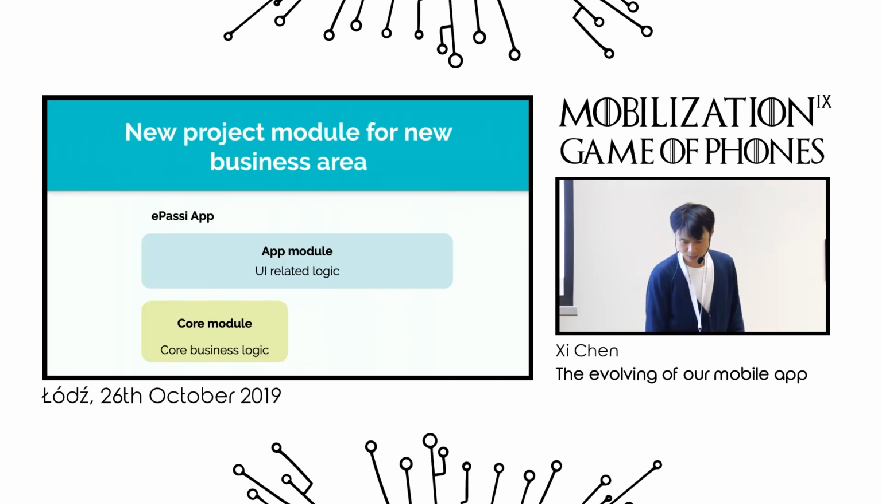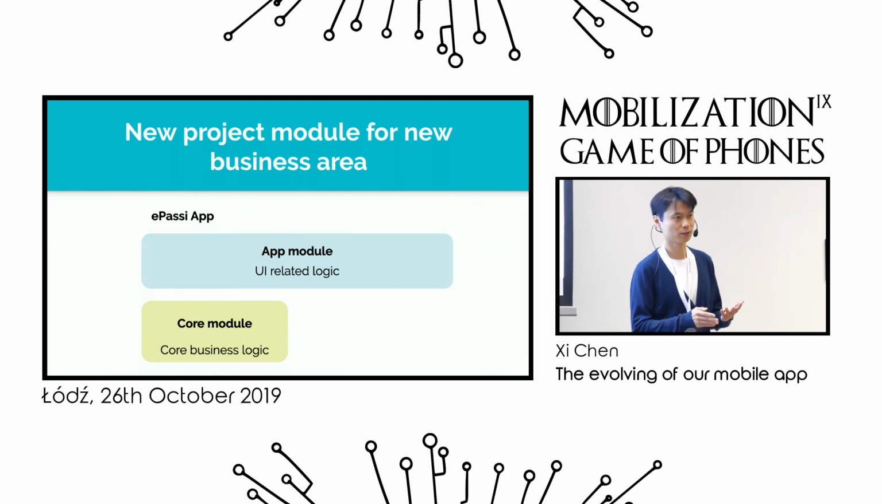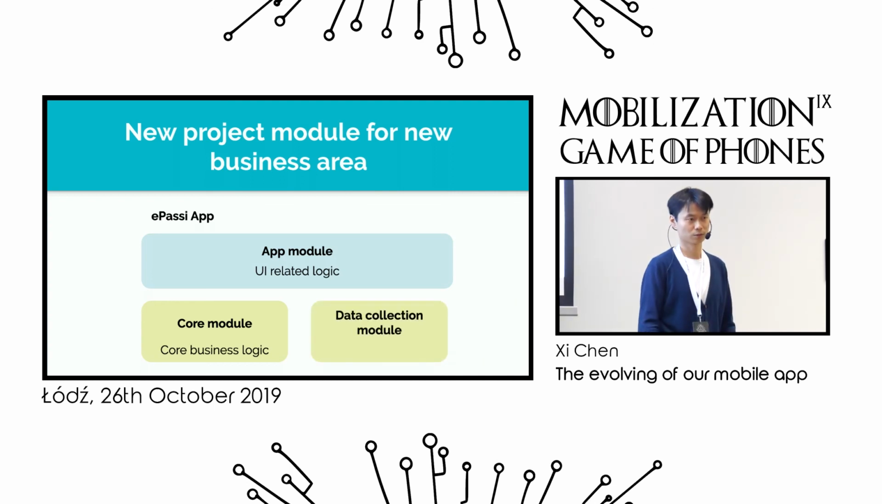Okay, future possibilities. With this design, there are two scenarios. One is that with the existing app we have, if we want to have more big features under the hood, for example, data collection, we just create a new module without touching the app module that much and implement the logic there.